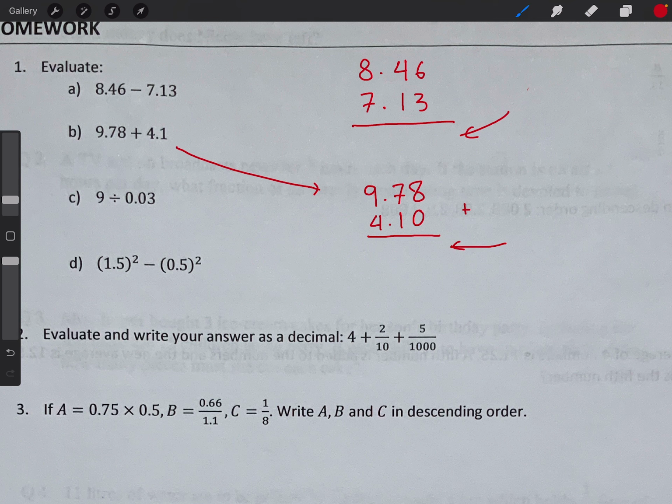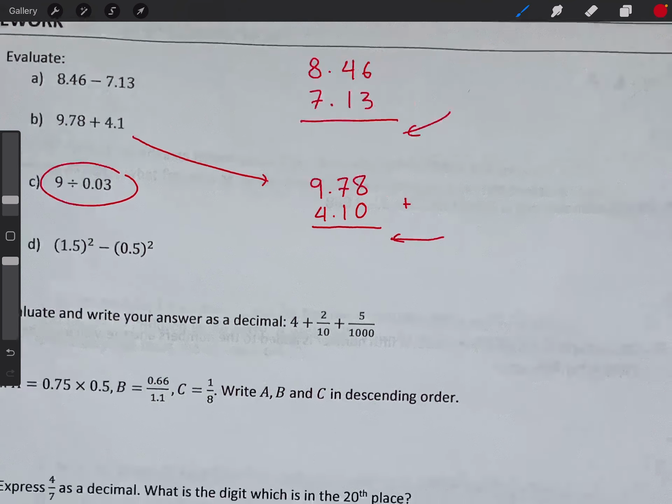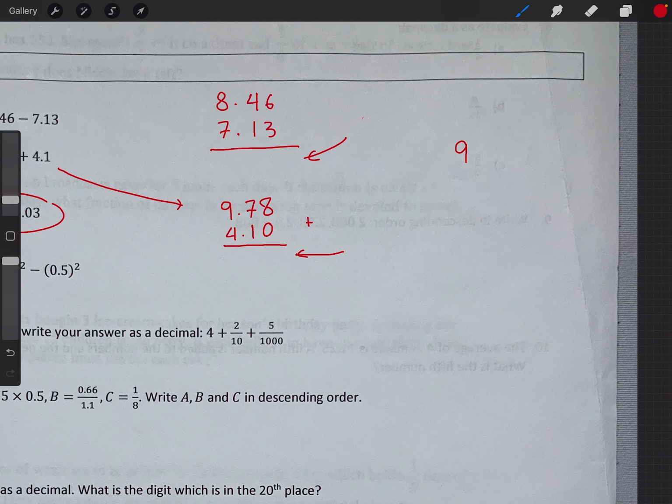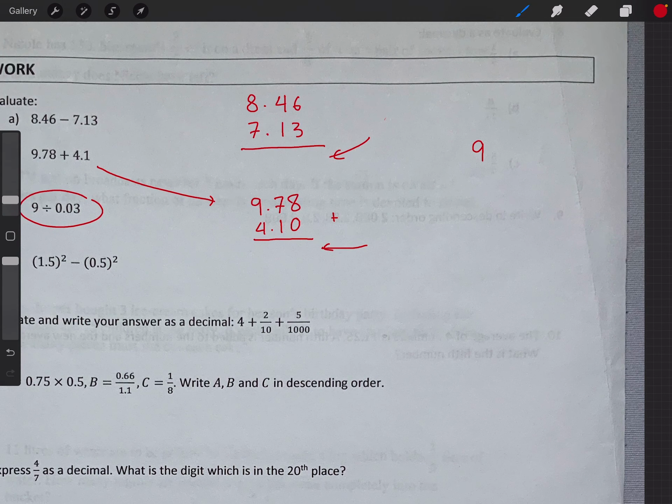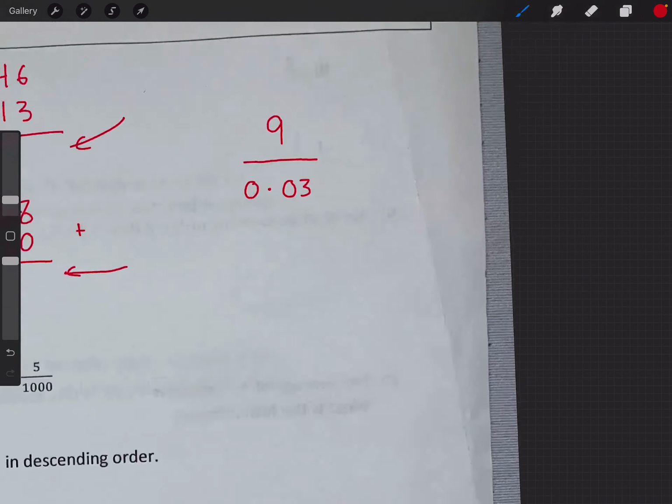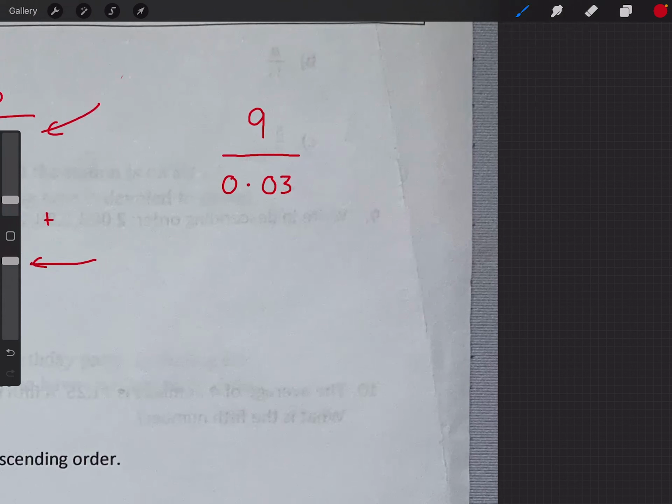Now the next one is 9 divided by 0.03. The way we do this is we put it into a fraction, which is better. When you're dividing with decimals and you get confused, just put it into a fraction. So 9 is being divided by 0.03. Now with fractions, we don't like to have decimals. We like to have whole numbers only. So we need to turn this bottom one into a whole number. There's a decimal at the moment. So to turn it into a whole number, you times it by what? 100? Because if you multiply by 100, the decimal will jump to the right and turn into a whole number.